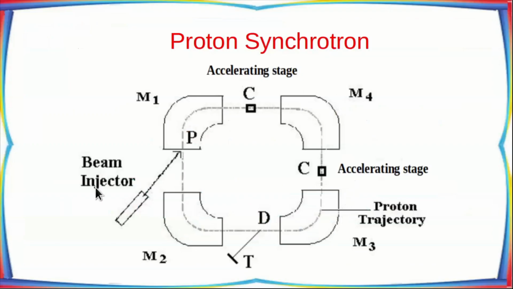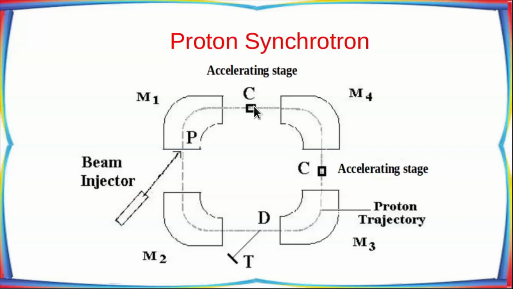So this is a typical schematic diagram of a proton synchrotron. So here we have 4 magnets at the four corners of the rectangular trajectory, and I have shown 2 accelerating stages. So the beam is injected at, let's say, this point, with a certain initial energy, and the magnet M1 bends the beam like this through 90 degrees and then it enters the accelerating stage.